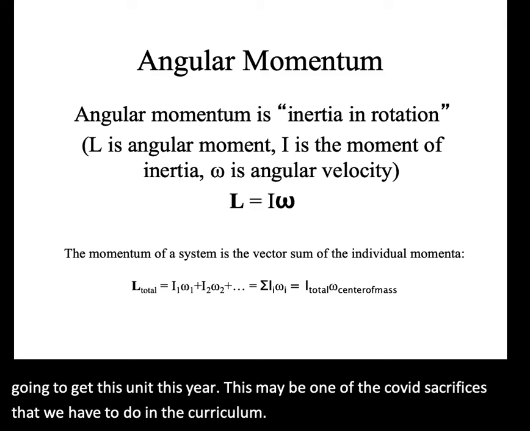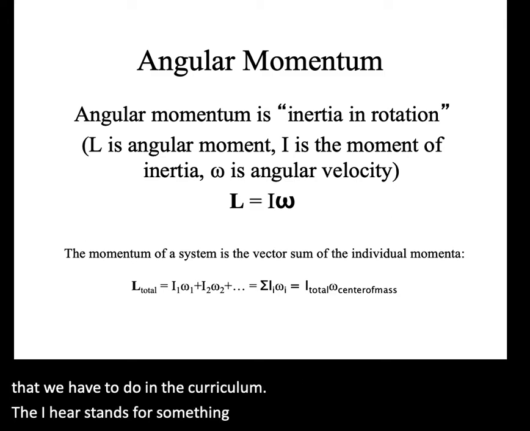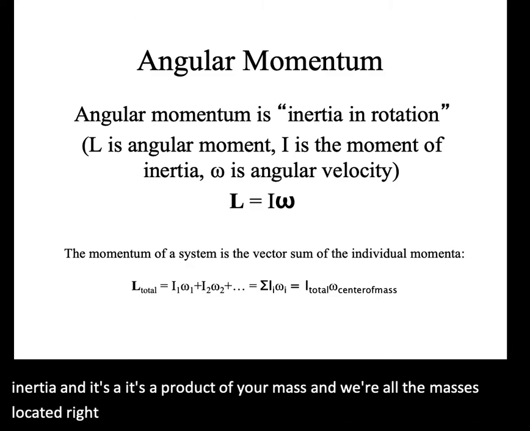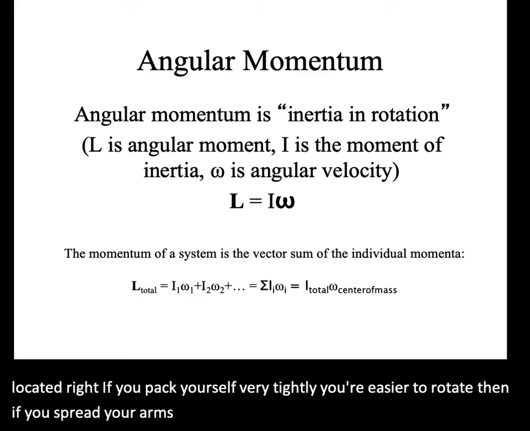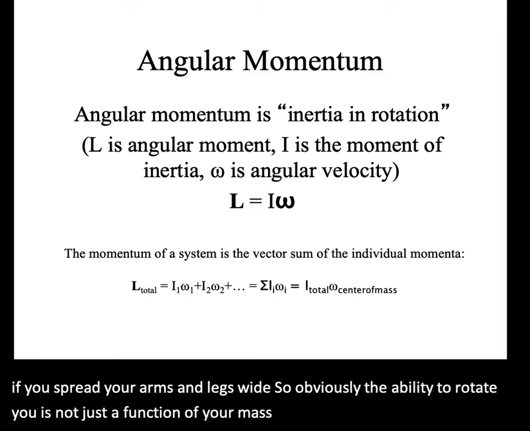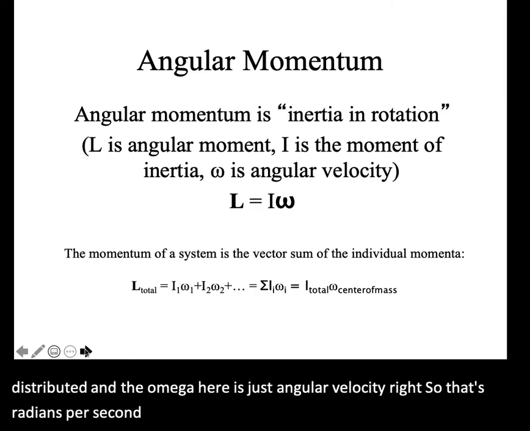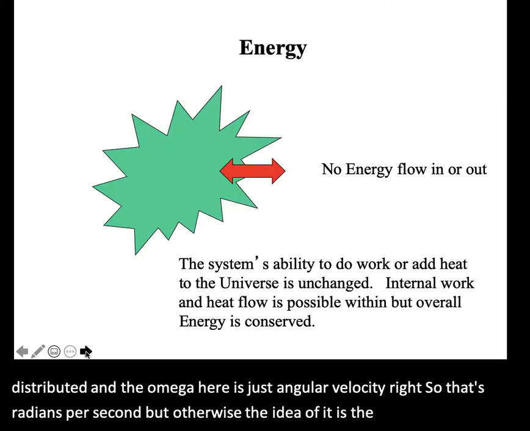The I here stands for something called rotational inertia or angular inertia, and it's a product of your mass and where all the mass is located, right? If you pack yourself very tightly, you're easier to rotate than if you spread your arms and legs wide. So obviously the ability to rotate you is not just a function of your mass, but it's mass and how it's distributed. And the omega here is just angular velocity, right? So that's radians per second. But otherwise, the idea of it is the same as linear momentum.